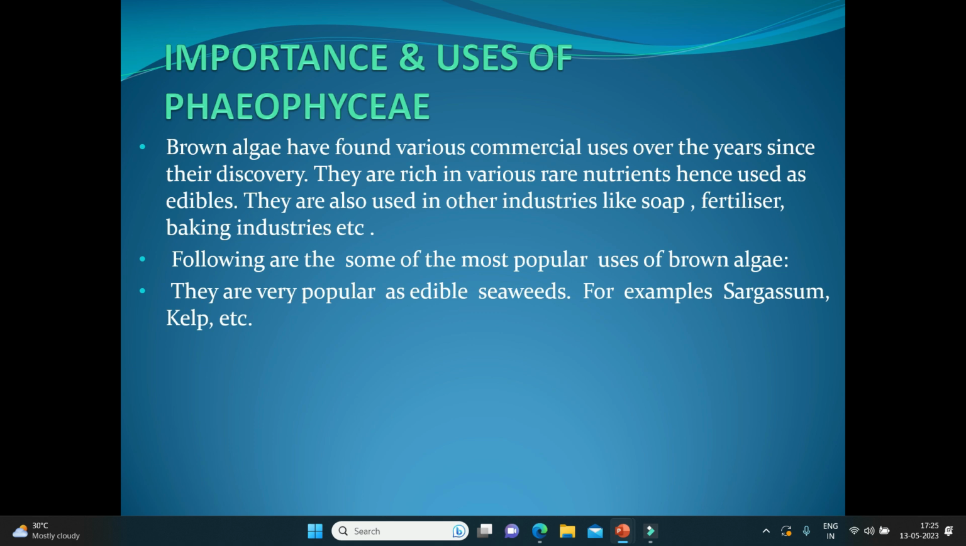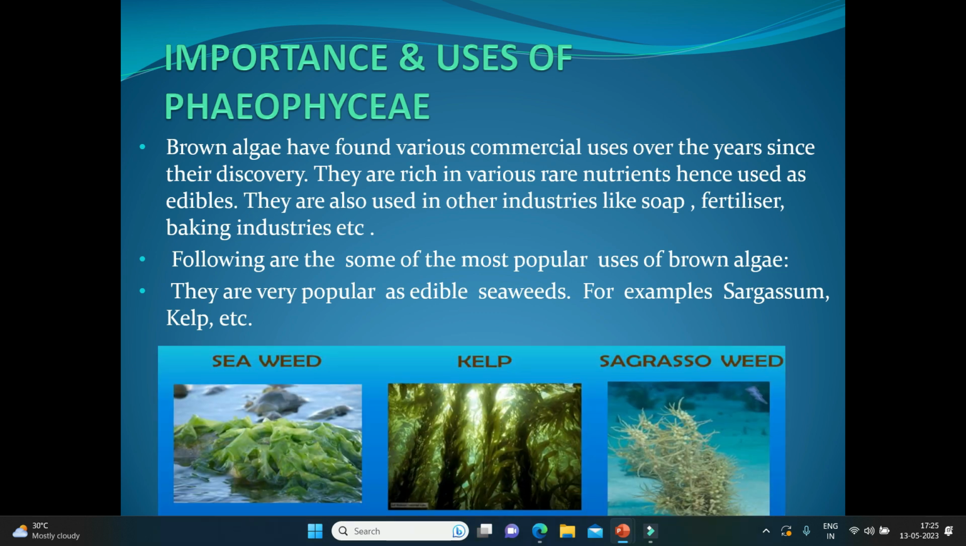As I told, Phaeophyceae is known as brown algae. It has found various commercial uses over the years since its discovery. They are rich in various rare nutrients, hence used as edibles also, and they are used in other industries like soap, fertilizers, baking industries, etc. Here we can see popular brown algae: seaweed, kelp and sargassum weed.